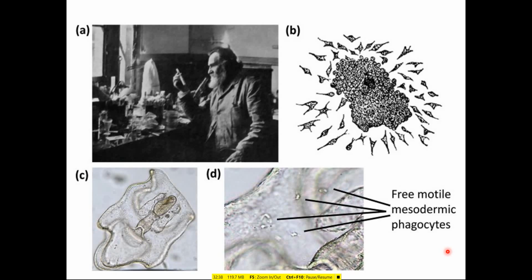This one was a Russian scientist named Mechnikov. He lived at the end of the 19th century, beginning of the 20th century, and he had a very interesting observation. Mechnikov was a zoologist, so he was interested in studying animals. One of the things he was interested in was studying animals that were small enough that he could put them under the microscope.